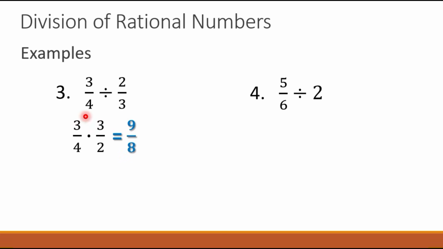3 times 3 is 9. 4 times 2 is 8. Therefore, the answer is 9 over 8, which is already in the lowest term. This is also equivalent to 1 and 1/8.